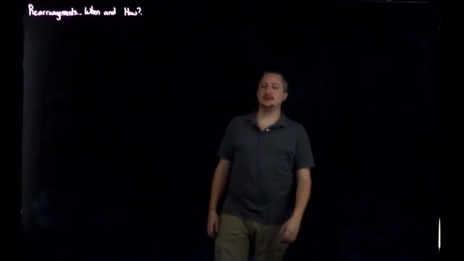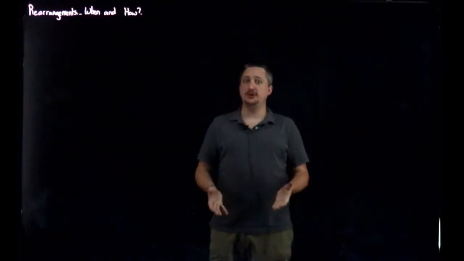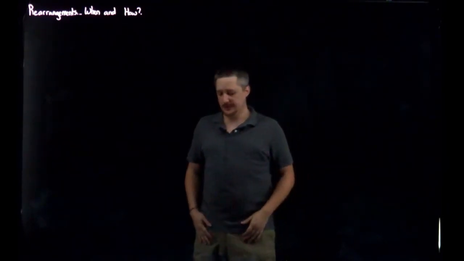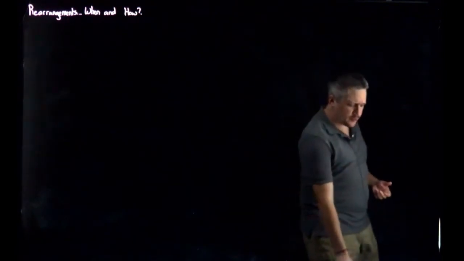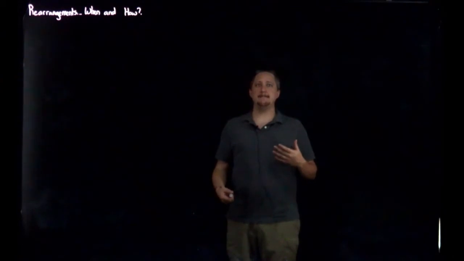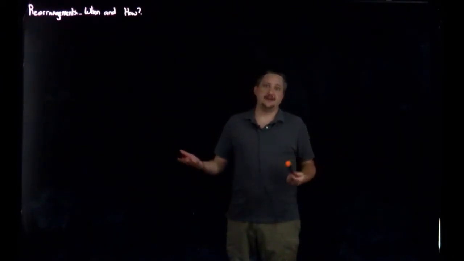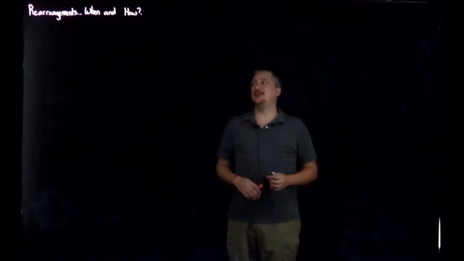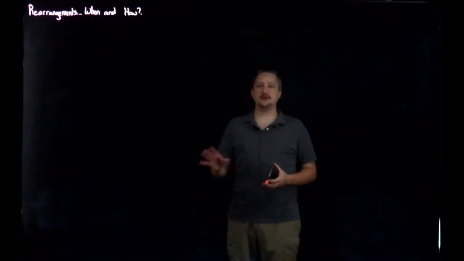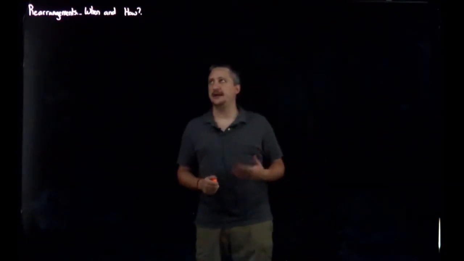Hello! So, in this video we're going to be talking about rearrangements. Specifically, when can we do them and how do we do them? So, I'm going to start out motivating the notation and the mechanism of a rearrangement, and defining them. But then we will have a theorem and its proof as well about rearrangements in the case of absolute convergence and how those work.